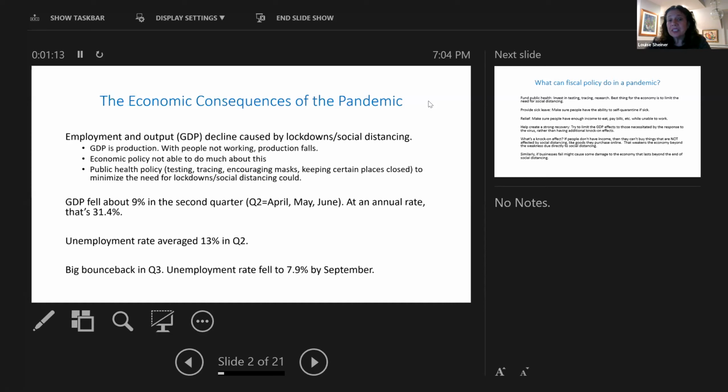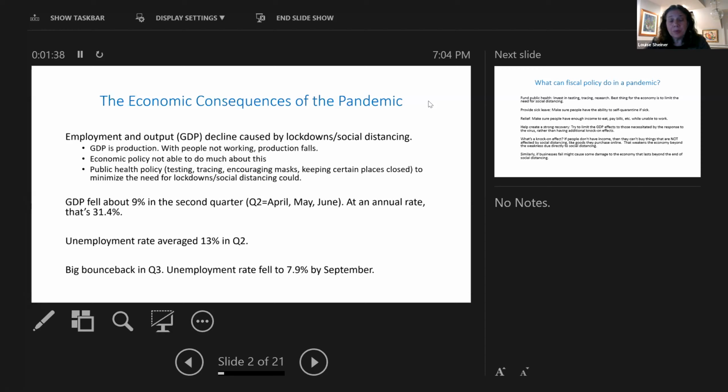So what happened in the spring, in the second quarter, which is April, May, and June, GDP fell about 9%. That's the level of GDP. If you read about it in the newspapers, it says GDP fell at an annual rate of 31.4%. The way we report GDP, that is what would happen if GDP fell 9% four quarters in a row. Then it would be down 31.4% total.